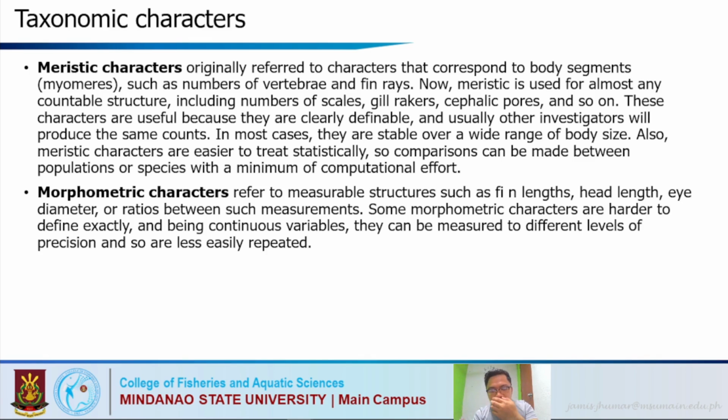Now, as I've said, we will be explaining further the four taxonomic characters. Let's first take a look at the meristic characters. So, what are these meristic characters? Meristic characters originally referred to characters that correspond to the body segments or the myomeres. If you're familiar with the word myomeres, these are basically the muscle strands of a fish, such as the number of vertebrae. In your laboratory activity, you will be counting the number of scales, the number of fin rays, and the number of gill filaments.